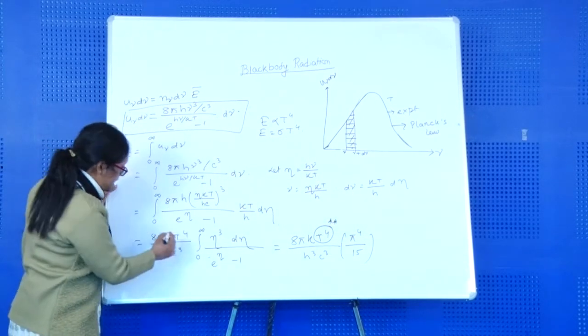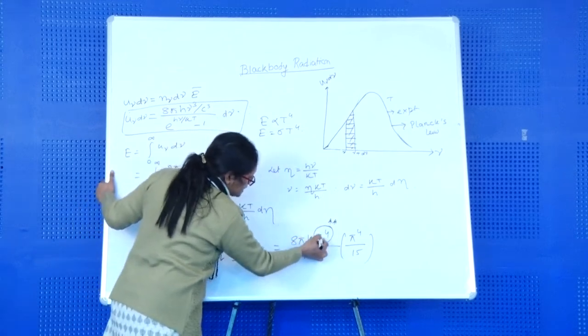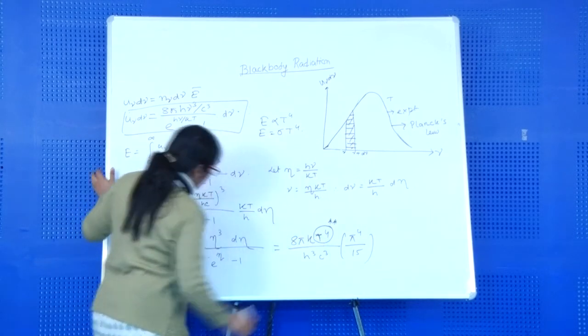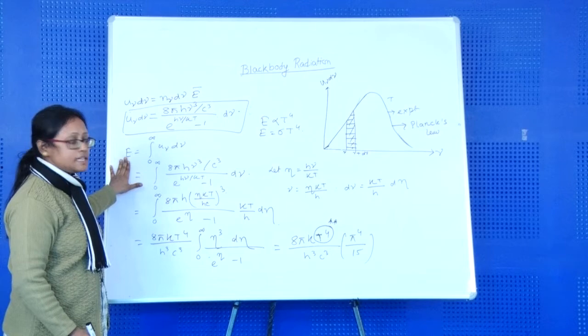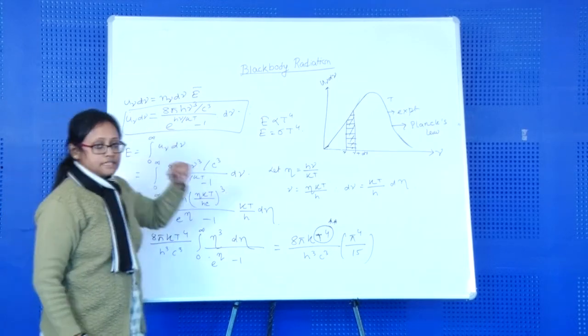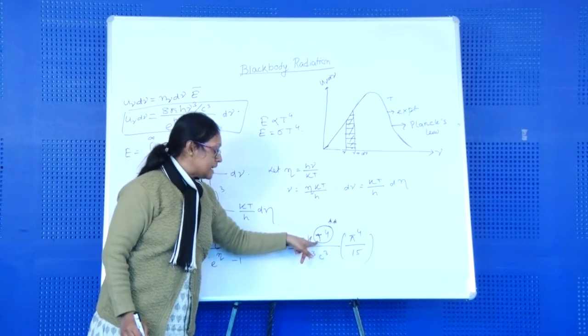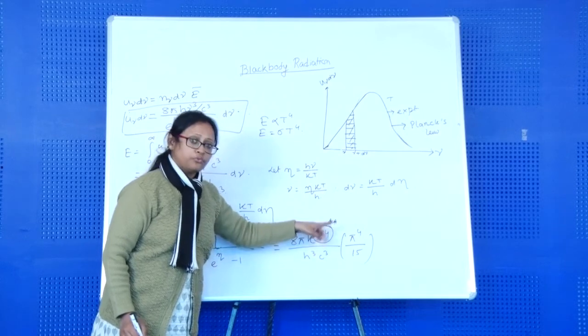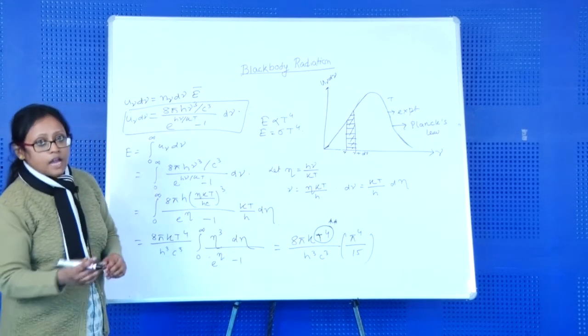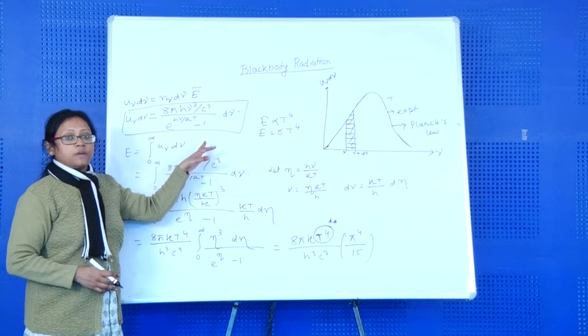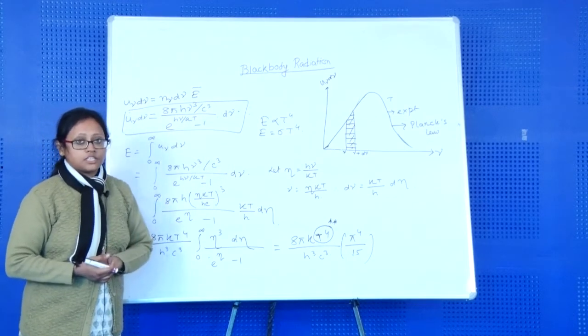The important thing is that, see, here we already get in the derivation T to the power 4. That means the total amount of energy emitted from the surface per unit time per unit area is proportional to T to the power 4, which is actually Stefan's law. Now we will derive Wien's displacement law from this Planck's radiation law.